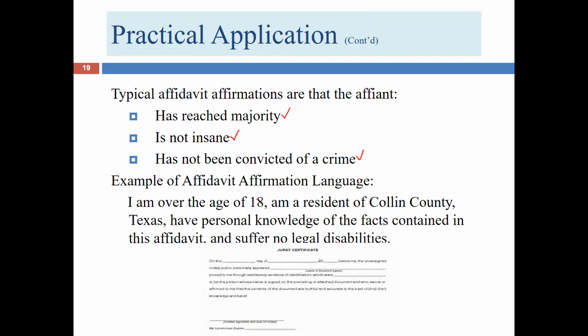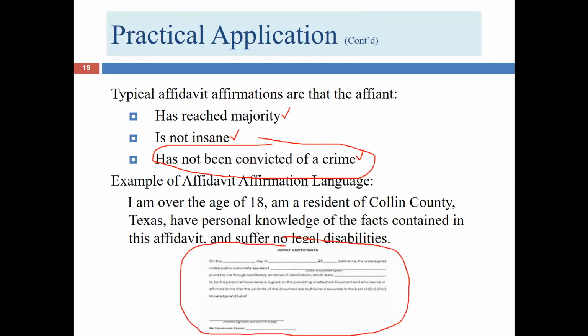I am over the age of 18, am a resident of Collin County, Texas, have personal knowledge of the facts contained in this affidavit and suffer no legal disabilities. I actually didn't include anything about not being convicted of a crime, but you could easily imagine that being included in here. I just stuck a picture of a jurat in here. This is what goes at the bottom of an affidavit that the notary actually completes.